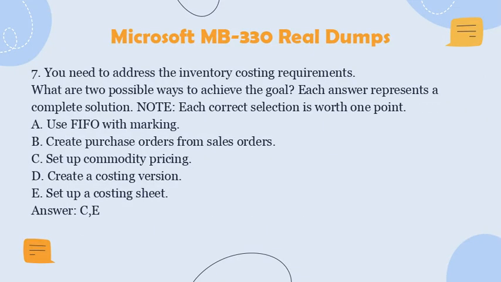7. You need to address the inventory costing requirements. What are two possible ways to achieve the goal? Each answer represents a complete solution. Note: each correct selection is worth 1 point. A. Use FIFO with marking. B. Create purchase orders from sales orders. C. Set up commodity pricing. D. Create a costing version. E. Set up a costing sheet. Answer: C, E.